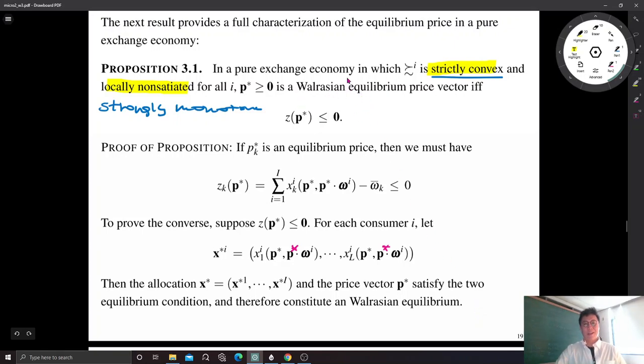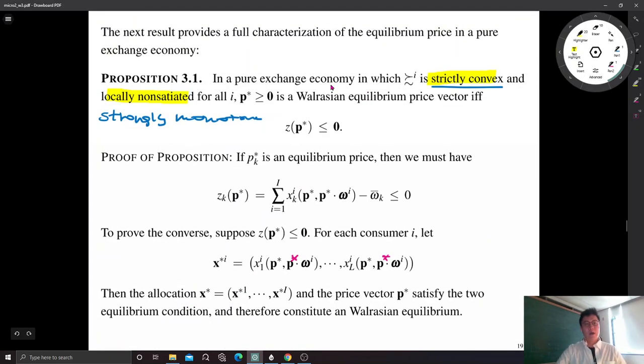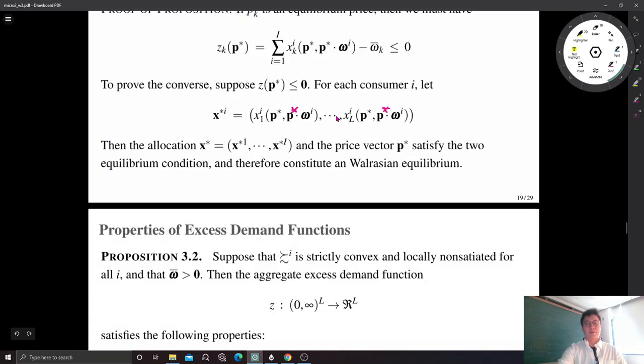So this statement is very easy to prove. It's not a profound proof, but it's quite useful, because if we want to see whether a price vector is an equilibrium or not, we can just compute the aggregate excess demand function and check whether it takes a non-positive value. If so, it is an equilibrium. Otherwise, it's not an equilibrium. Because this is an if and only if statement, it gives us a full characterization of the equilibrium price vector.